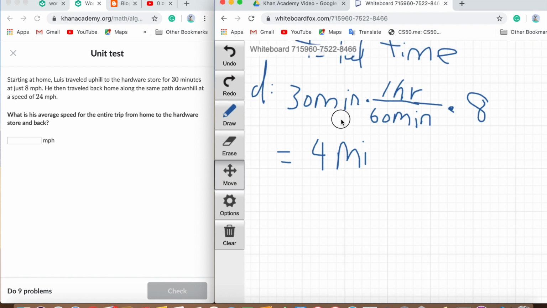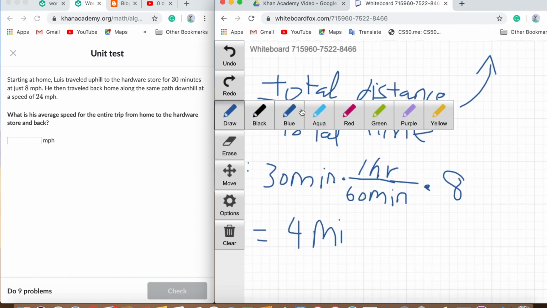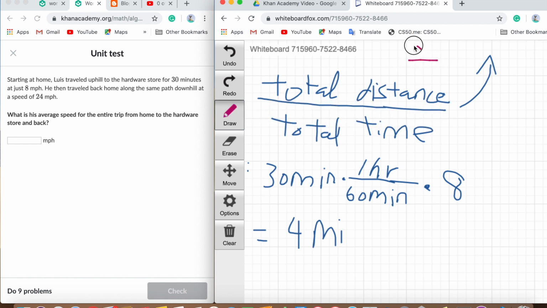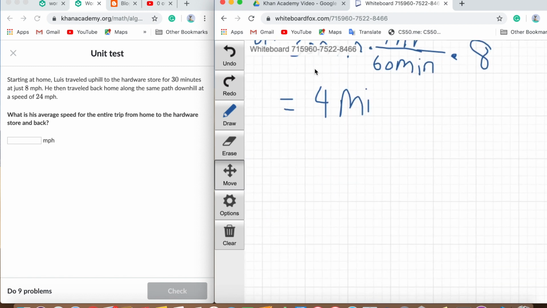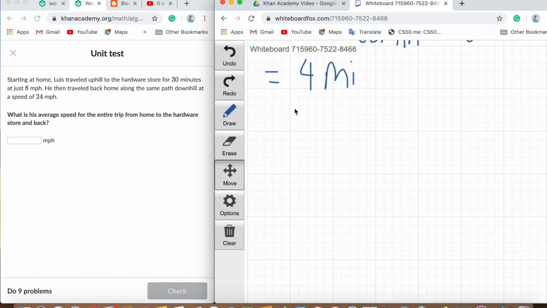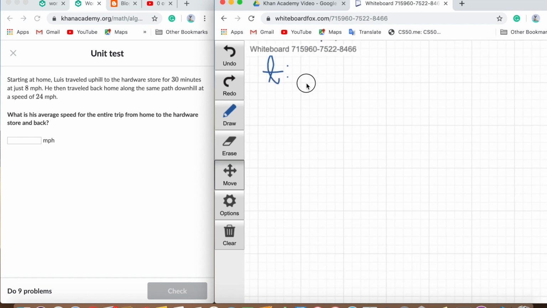So that's the distance. Total distance is, let's write that down. So total distance is 8. Alright, let's keep doing 4 miles. Okay. So then what we will do is we are gonna find the time. Since we already know the time for the uphill, we need to know the time for the downhill.